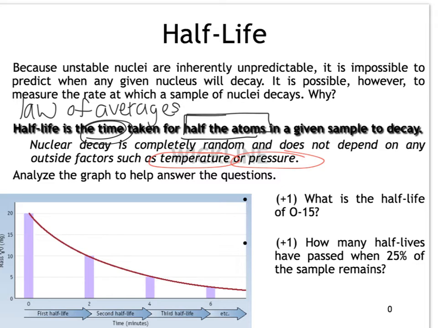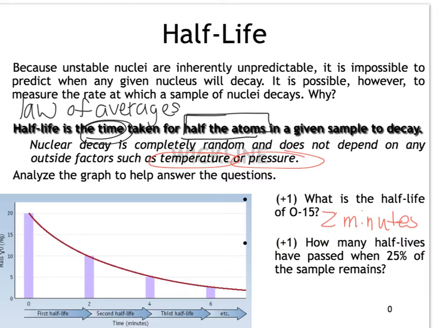The easiest way to do this one is just to check out the graph. So oxygen-15, it looks like, for instance, it starts at 20 milligrams, and then some time period later it has 10. That time period that it took to go from 20 to 10, that is the half-life. So the time period to go from 20 to 10 looks like it was 2 minutes long, because I went from 0 minutes to 2 minutes. So that's my answer.